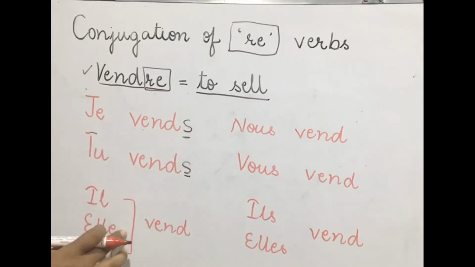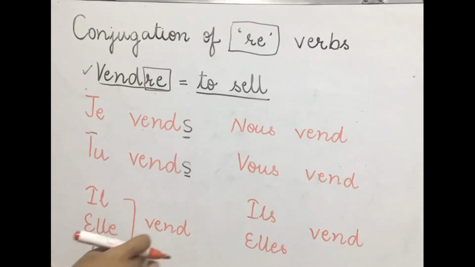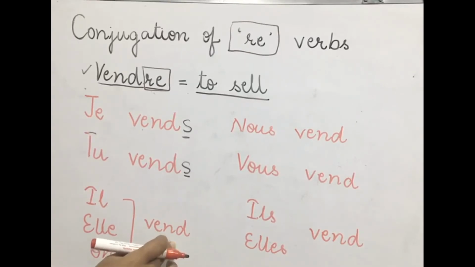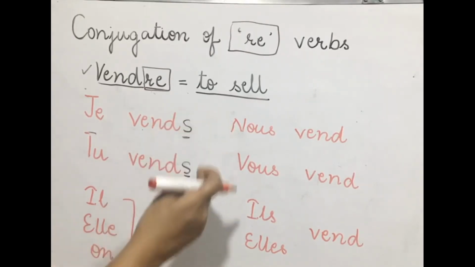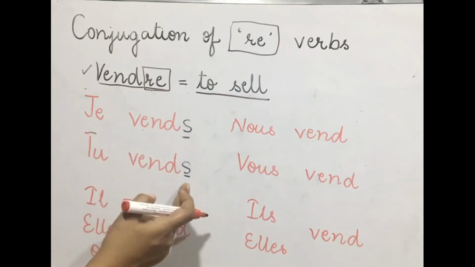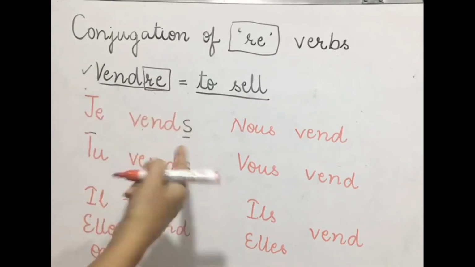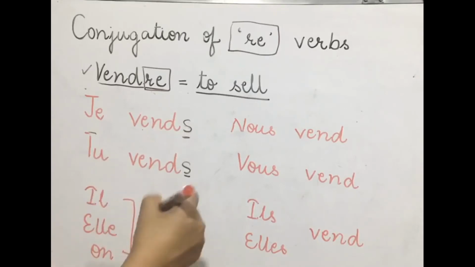Then il, elle, on vend. We need not add anything here. So it is il vend, elle vend, on vend. And you have to be careful about the pronunciation also. We pronounce je vends and tu vends similarly, because the S in the ending is not pronounced. So when you write and somebody is dictating, you have to pay attention to your spelling.